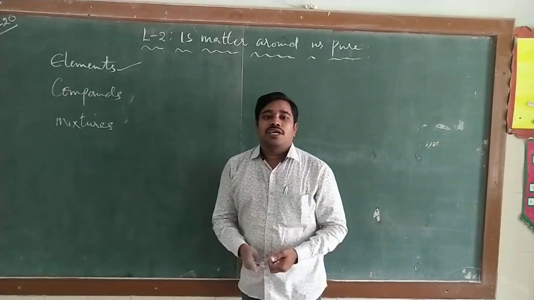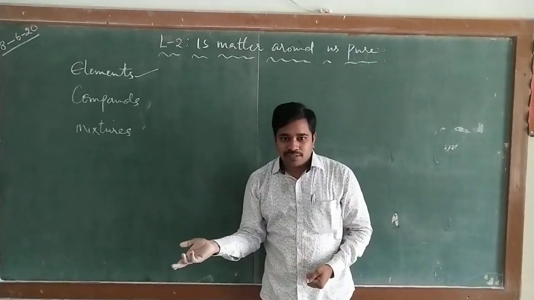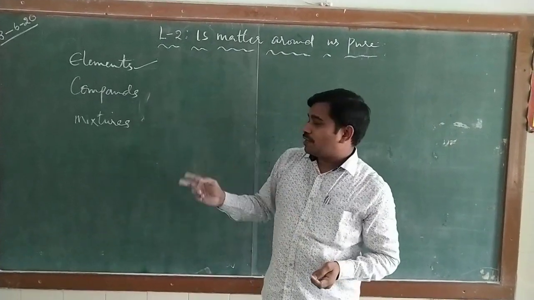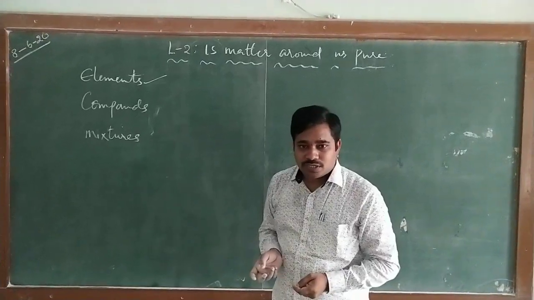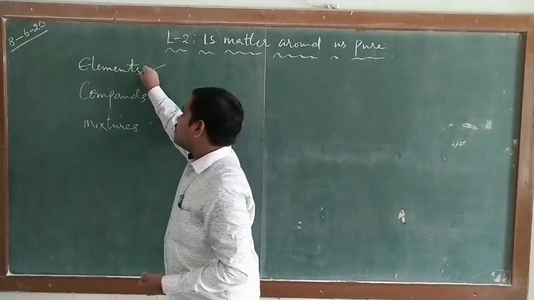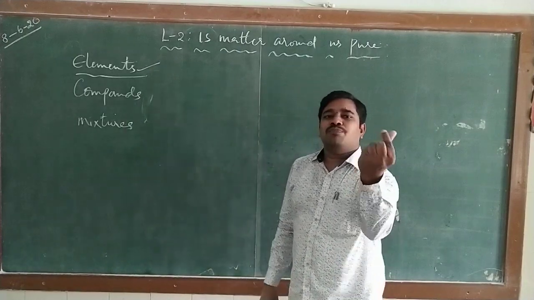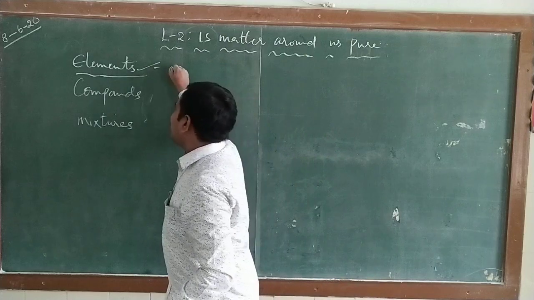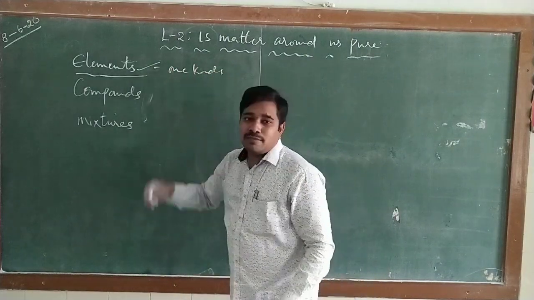We already discussed matter is classified into two types: pure substance and impure substance. Impure substances we also call mixtures. Pure substance is again categorized into two: elements and compounds. In that, first we are going to discuss element. And what is an element? An element is a pure substance, we already discussed, and it consists of only one kind of atoms. That's why it is called an element.